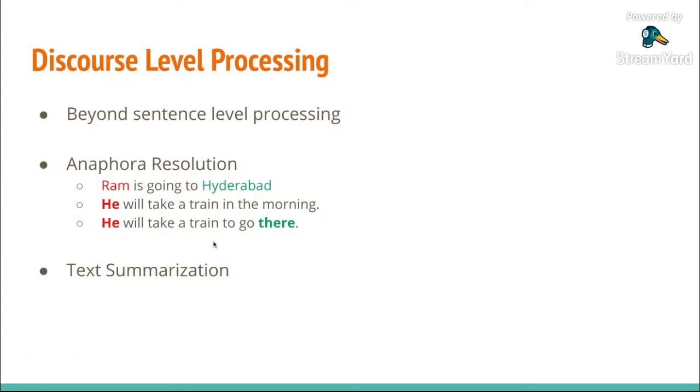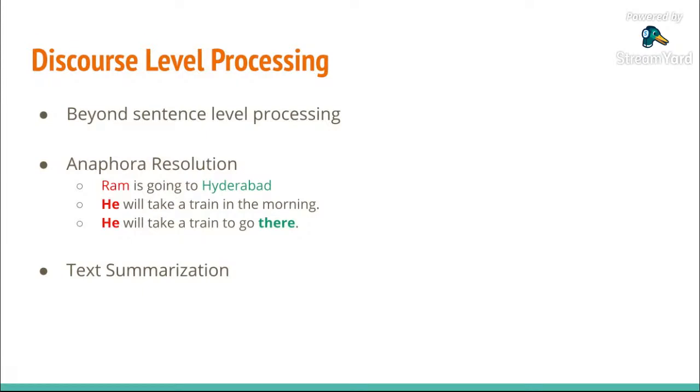So another example at discourse level is text summarization. Text summarization is nothing but taking a piece of text, identifying key points out of it, and giving a summary. For example, you have a 500-line text or a 20-line paragraph, and you want to give one headline or one or two lines which are the gist of the paragraph, then we use text summarization.